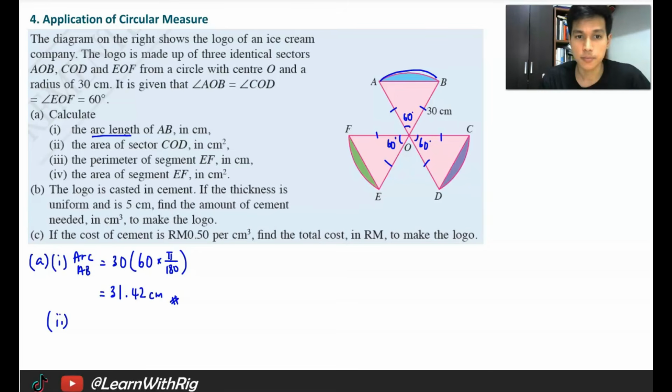Second, I need to cram a bit because I don't think we got space here, but never mind. Second one is the area of COD. Where is COD? COD is here.